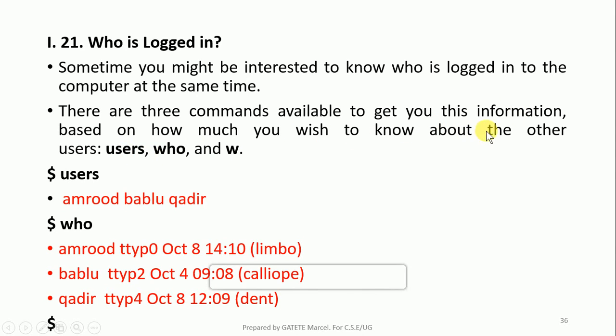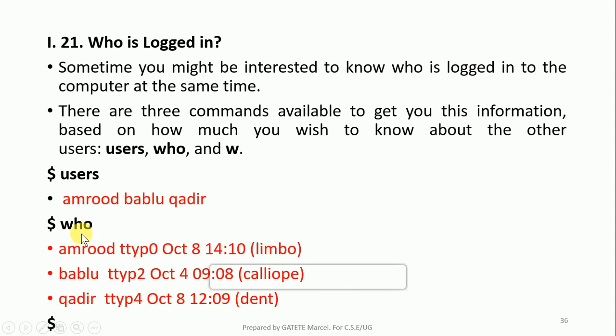To know about the other users who are currently logged in, I can use the command users, the command who, or the command w. If I put users, it will show all the users who are currently logged in. It means I am having Amuro, Babru, Khadir. So I am having 3 users.